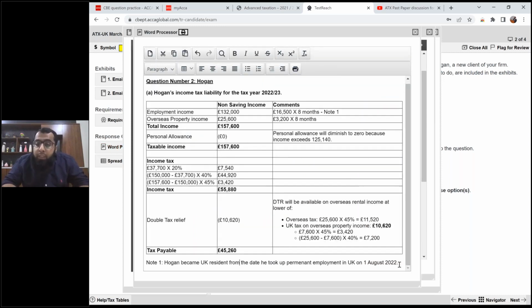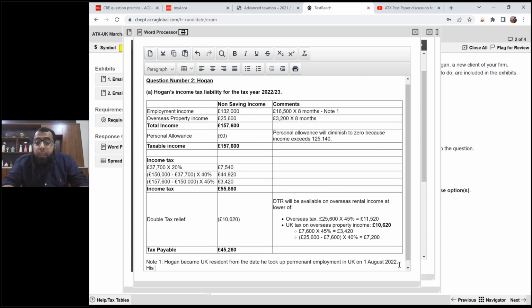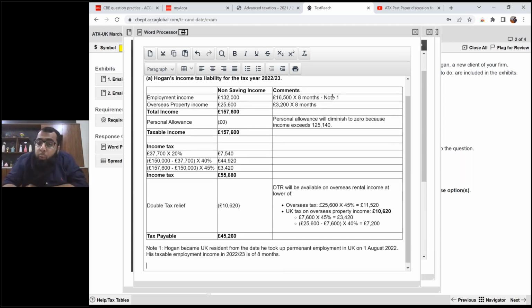Hogan became UK resident from the date he took up permanent employment in UK on 1st August 2022. His taxable employment income in 2022-23 is of 8 months, from 1st August 2022 to 31st March 2023. Are you people getting it? Please give me feedback. Are you understanding it?